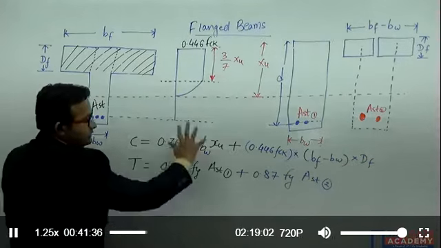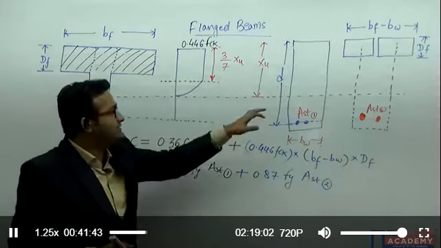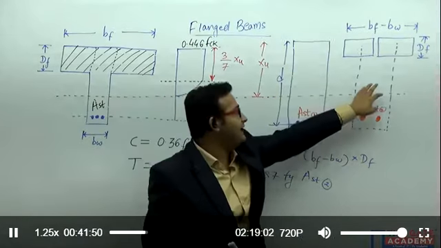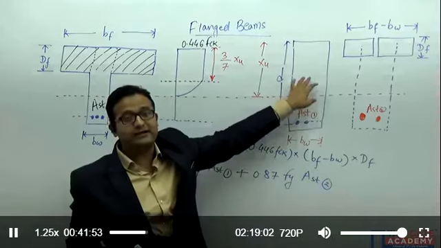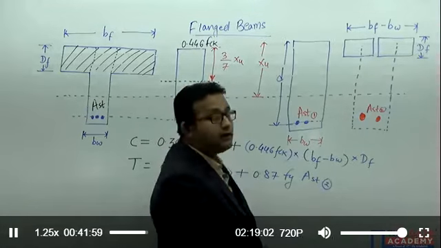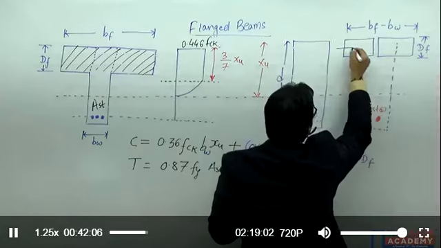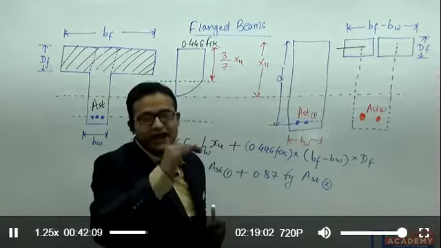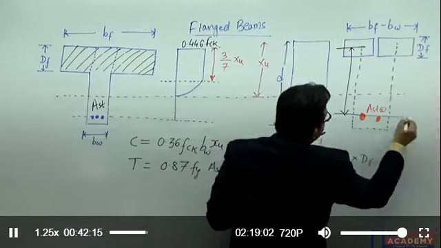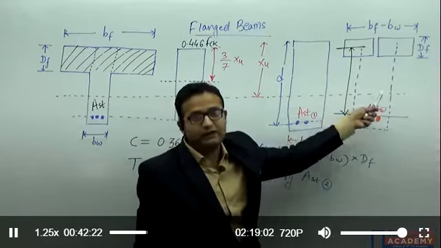In this way I calculate the total compressive force and the total tensile force. Let's calculate the moment of resistance for this given section. Of course, for the web the lever arm will be D minus 0.42 XU, and for the flange the lever arm will be the distance between the total compressive force and the total tensile force. In this case, the total compressive force is acting somewhere here at the CG of the flange, right? So from here to here, it is the total lever arm for this particular figure.